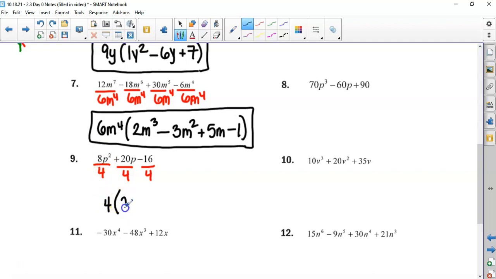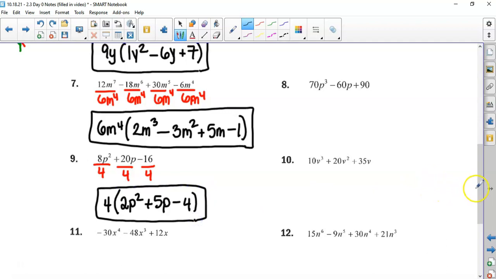8 divided by 4 is 2. P squared remains. Plus 20 divided by 4 is 5. P remains. Minus 16 divided by 4 is a negative 4, and we are done. And the goal here is that we continue to practice these to the point where it just becomes more and more comfortable, and that comes with practice.